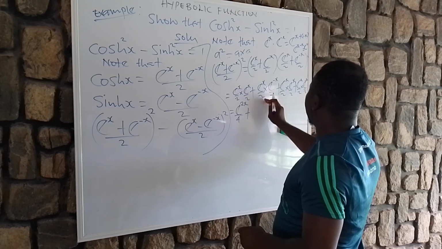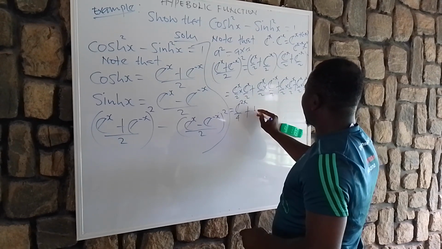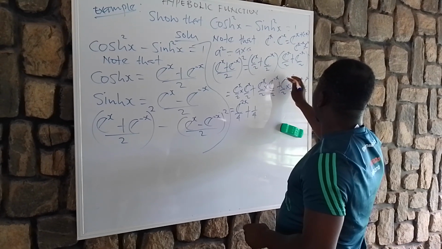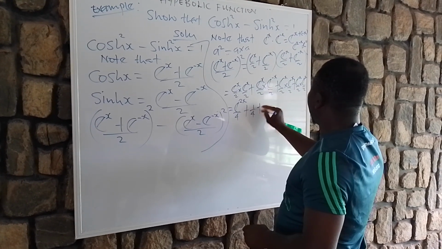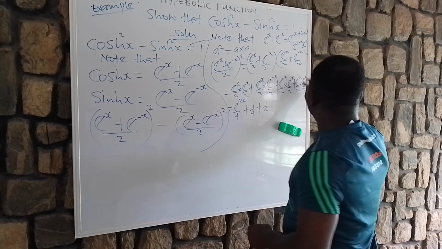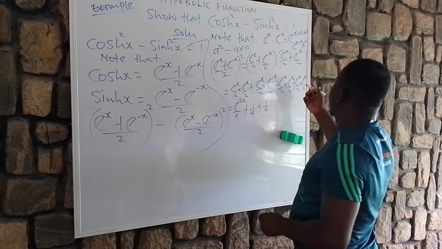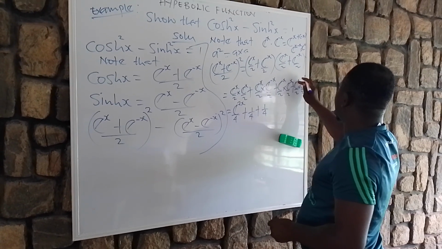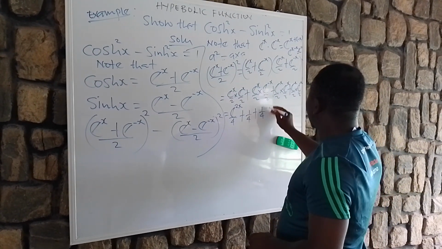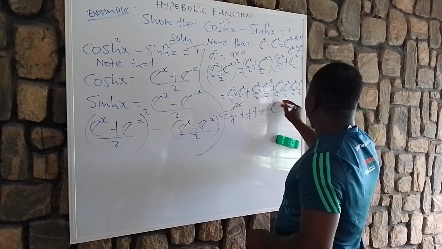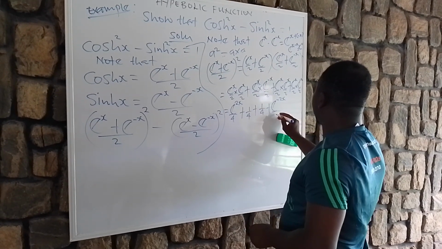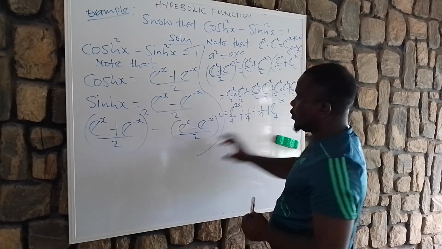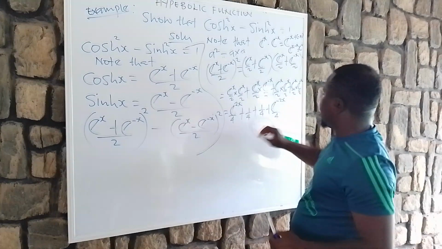So here will be 1 all over 2 times 2, which is 4. The same thing is applicable here. This is minus x, the same thing, plus 1 all over 4. Then here it is going to be minus because the exponent here is minus x, and here too is minus x. So plus e^(-2x) all over 2 times 2, which is 4. Okay? So this gives us this.